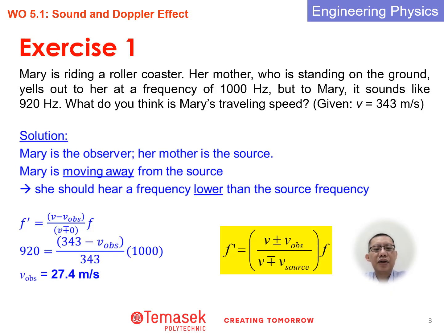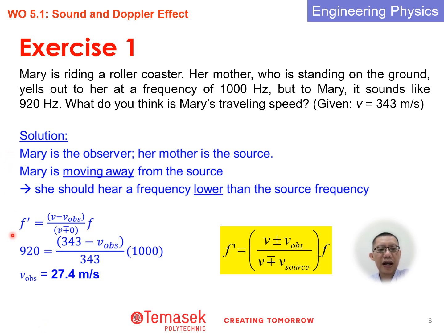Let's apply the Doppler effect equation to solve a problem. Mary is on a roller coaster. Her mother, standing on the ground, calls out to her at a frequency of 1000 Hz. However, Mary hears it as 920 Hz. What is her speed? From the problem, we know that Mary is the observer. Her mother is the source.